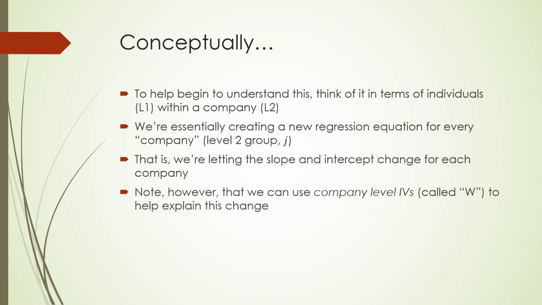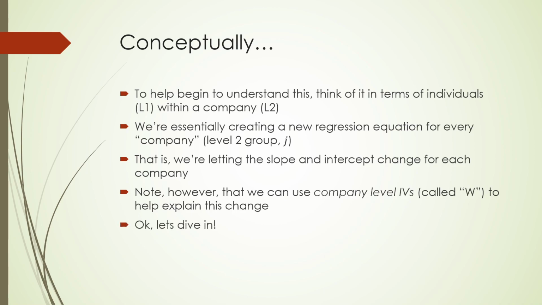We can also use company level independent variables to test how much the company level variable impacts that particular manipulation in terms of base salary or in terms of the skill compensation. It's important to realize that the company level independent variables are going to be called W as opposed to the individual level independent variables, which are going to be called X. So whenever you see an X, you normally think of an independent variable. Now, whenever you see a W, also think of an independent variable, just like X, but now applying to the level 2 model instead of the level 1 model.